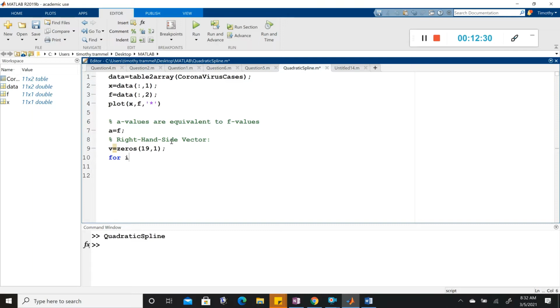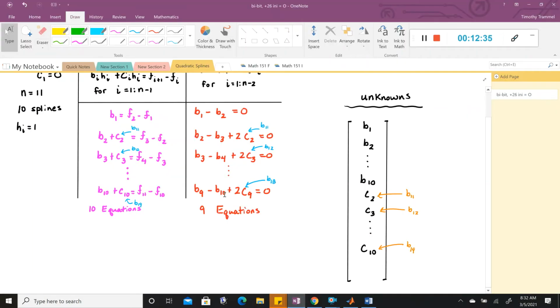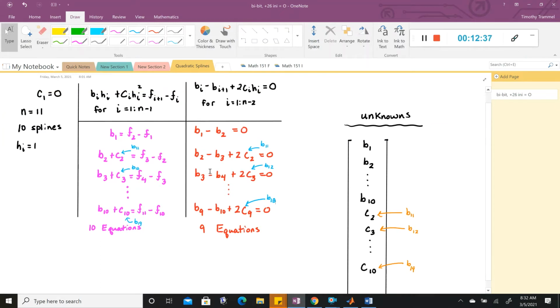But we will need a for loop. Let's go back to OneNote real quick. All right, so let's do these 9 equations here first, and then we'll do this set of 10 next. But these are all going to be in the same matrix. It just means that this will consist of the first 9 rows, and these 10 equations will consist of the next 10 rows.